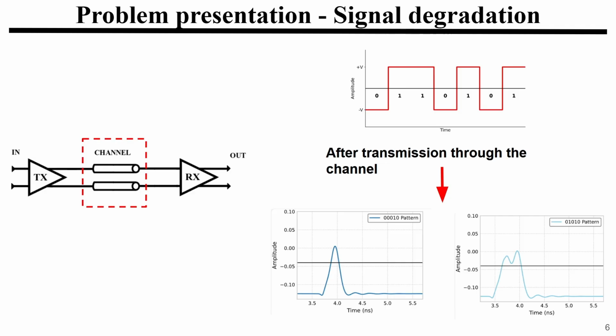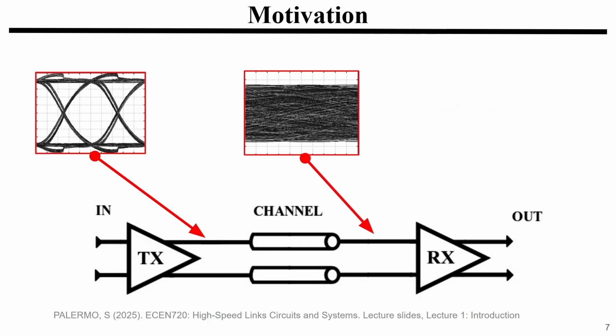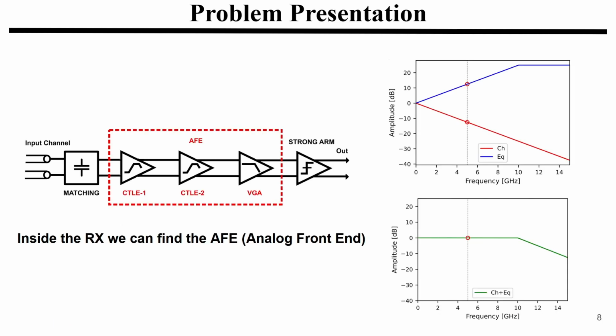This makes it difficult for the receptor to understand signals that are close, as they begin to mix. This quality of signal that we describe is measured by the eye diagram, and we want to meet the specifications to open that eye, as we can see in the first picture. But how can we do this? That's when equalizers start to play a role.